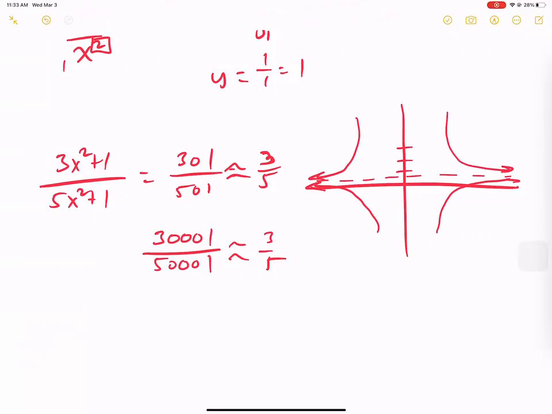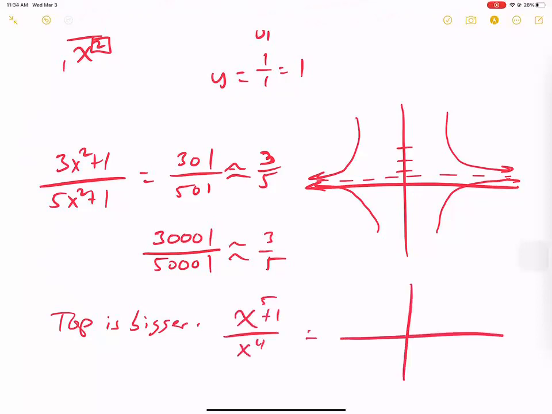The last one we said, what if the top is bigger? What I mean by top is bigger, what if I say it's x to the 5th over x to the 4th? We end up with the top being bigger and this graph will shoot off to infinity. It's not going to be bounded by any horizontal asymptote. And we actually have a special rule. If the top is bigger by exactly 1, we have something called a slanted asymptote. But we'll figure that out later.